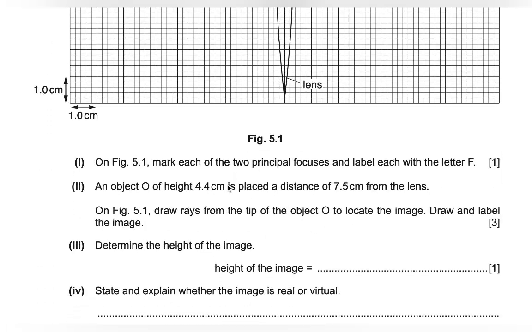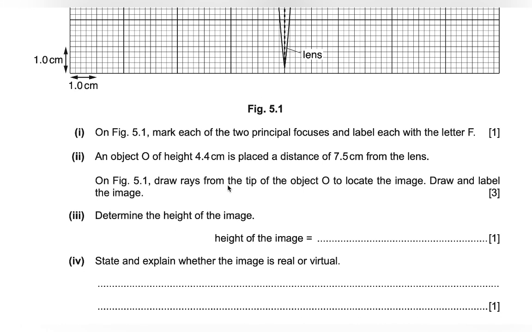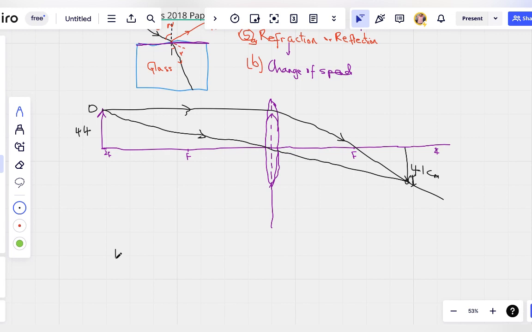B, Roman figure 3. We say 4.1 centimeter. The examiners will give you a range. Maybe they will say from 3 point something to 4 point something. We can say 4.1 centimeter, the height of the image. Okay, we go to the next question.